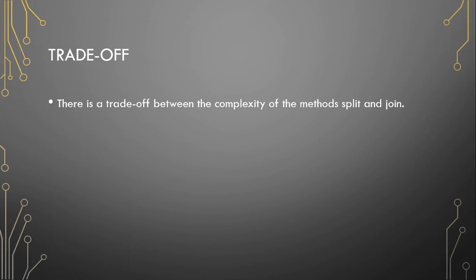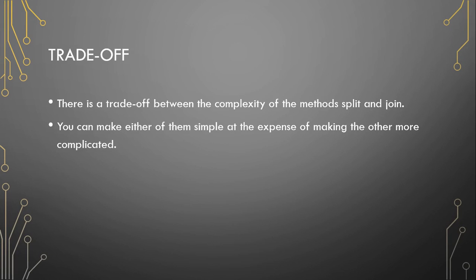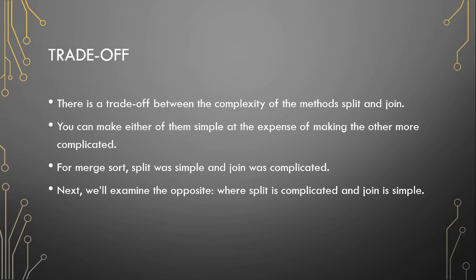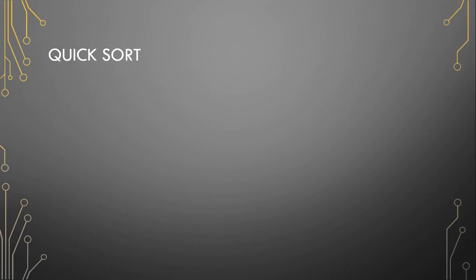So there is therefore a trade-off between the complexity of the methods split and join. You can make either of them simple at the expense of making the other more complicated. So if you have a very simple split method, you're going to have a much more complicated join method. If you make your join method really simple, your split method will be very complex. So in looking at our merge sort, you're going to see, well, split is pretty simple, and the join method is a lot more complicated. Next, we're going to examine the opposite, where the split gets complicated and the join is simple. All right, and that's the quick sort.